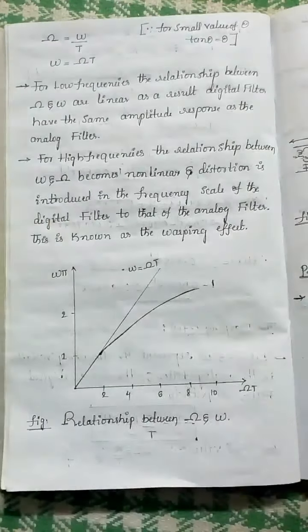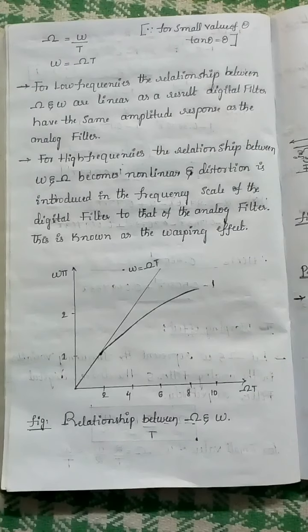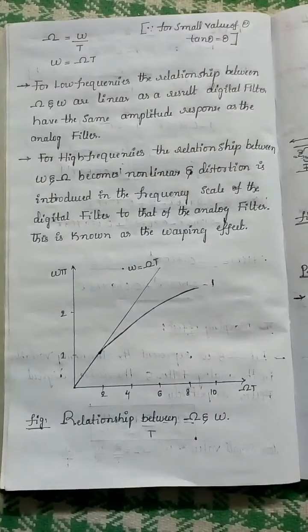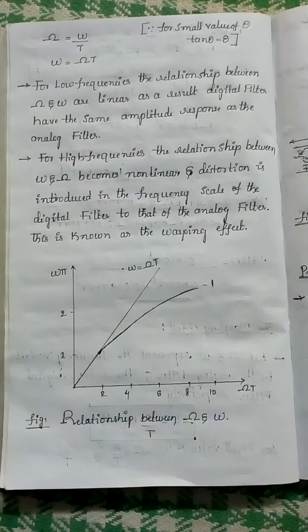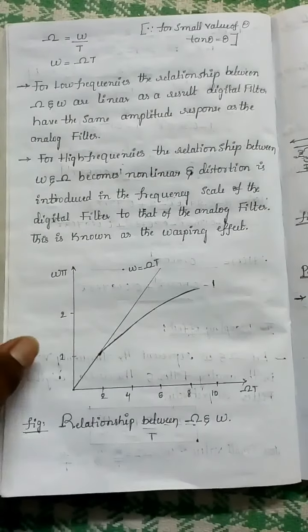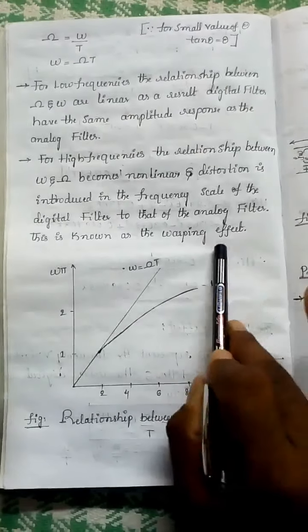Next, go for the second one. For high frequencies, the relationship between omega and Ohm becomes non-linear. This is a very important term. For high frequencies, the relationship between Ohm and omega becomes non-linear, and distortion is introduced in the frequency scale of the digital filter compared to that of the analog filter. So finally this effect is known as the warping effect.